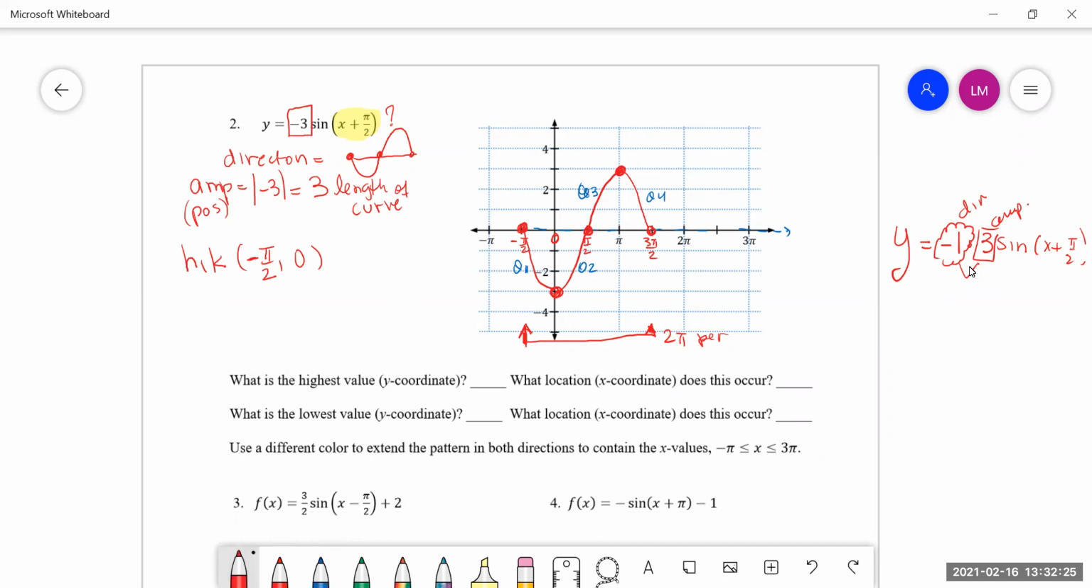What is the highest value we hit? We went as high as a 3. At what location did that happen?